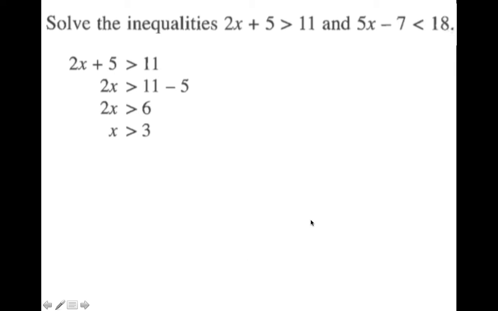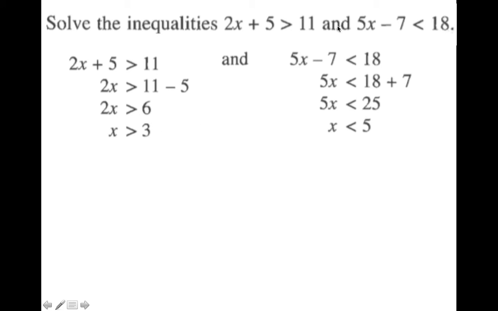First one says, solve the inequalities 2x plus 5 is greater than 11 and 5x minus 7 is less than 18. For these, I'm going to move quickly. If you need to pause on each slide to get the notes down, please do so. So first inequality is solved. Looks like we subtract 5 from both sides. We divide by 2. And after dividing by 2, we get x is greater than 3.